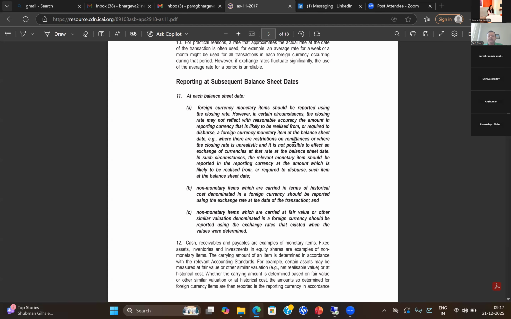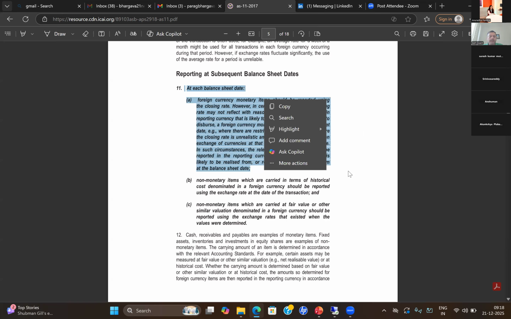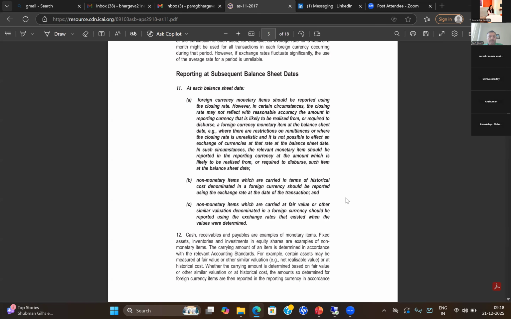So this is a similar entry that happens if INR depreciates, or whatever the currency is, euro, pound, Australian dollar. We feed these rates in the system and the exchange rate difference gets automatically calculated on the balance sheet rate. This is called unrealized exchange gain or loss, right? In this session, I am also going to explain the difference between realized and unrealized.